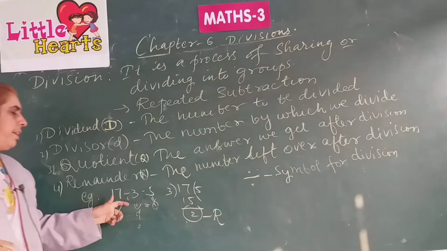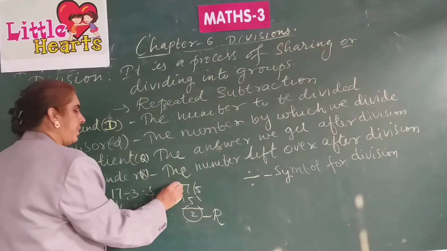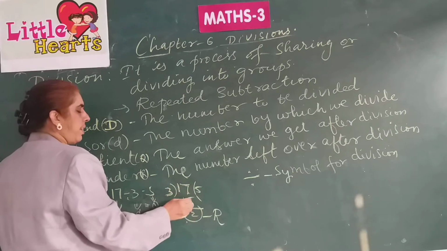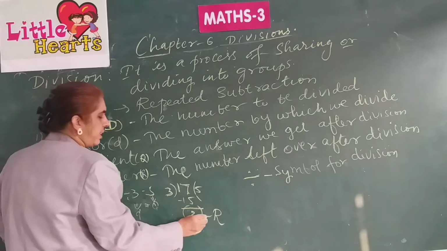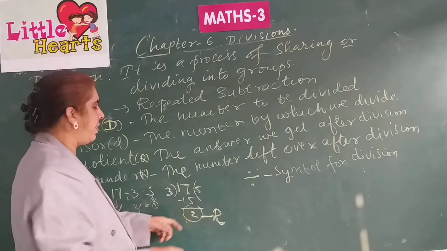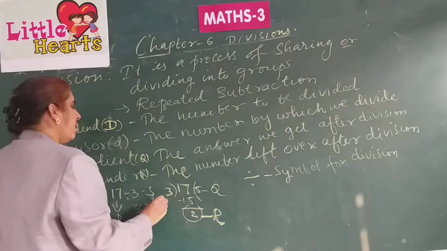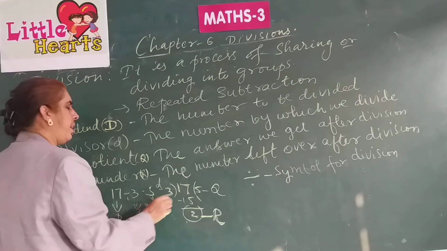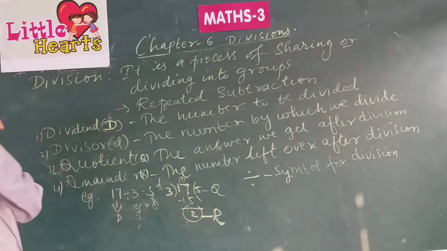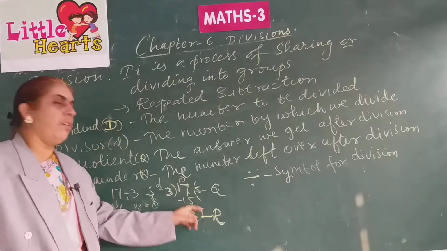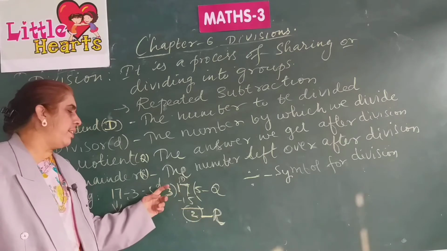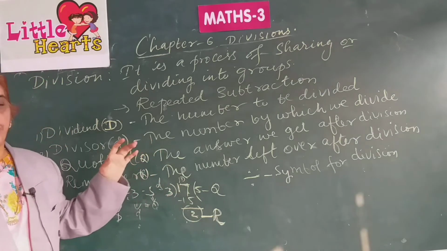Here, 17 divided by 3. So let us divide 17 by 3. 3 fives are 15. So 17 minus 15 is 2, and this is the remainder, the leftover number after division. 5 is the quotient, 3 is the divisor, small d, and the dividend is 17, denoted by capital D. Remember that the remainder should always be less than the divisor. If the remainder is greater than the divisor, your division is wrong.